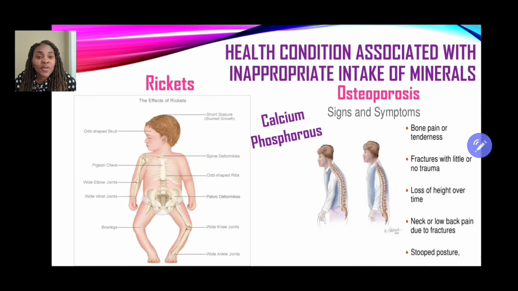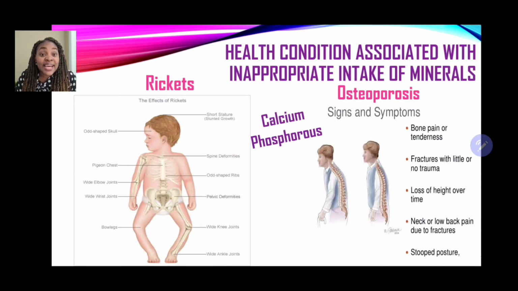Good? Now, the conditions that we're looking at are rickets and also osteoporosis, and we'll be going through the signs and the symptoms. As you can see on your screen here, calcium and phosphorus are 2 important minerals that help to prevent these types of bone diseases. So it is very important for us to have adequate intake, right? Now, rickets happens to children, and osteoporosis mostly affects the elderly.